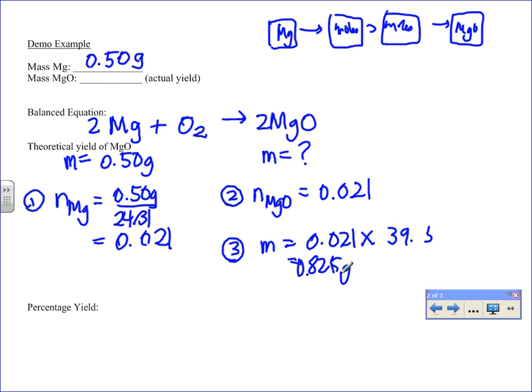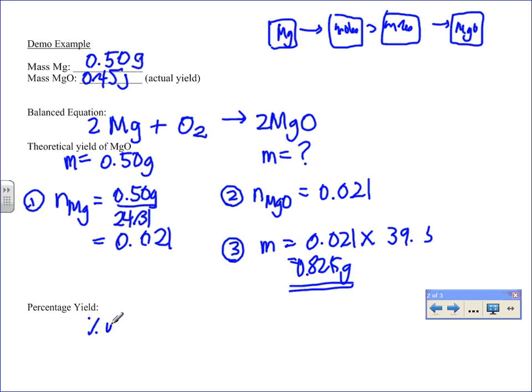So by doing our regular mass-to-mass calculation, what we found is that when we burn half a gram of magnesium, we should be able to produce 0.825 grams of magnesium oxide. The next thing we do is to actually perform the experiment. And when we performed the experiment, what we found is that the mass of magnesium oxide that we measured was only 0.45 grams. So we obtained 0.45 grams out of a possible 0.825 grams.